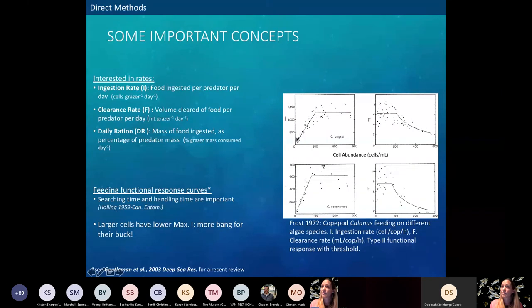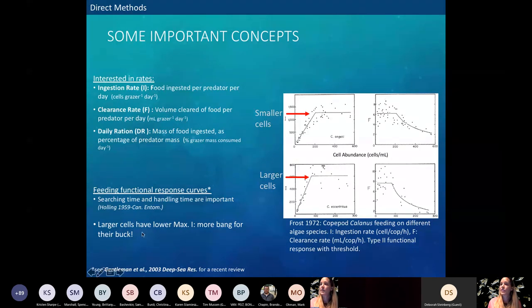So this figure on the right is showing the classic Frost functional response curves, where this was Calanus, a copepod, feeding on different diatom species. At low prey concentration, ingestion rates are low because it's spending most of its time filtering and searching for the food, and a little bit of time handling. As you increase that prey concentration, the searching time goes down, but the handling time goes up, and it reaches a point, the maximum ingestion rate, where it's not going to increase its ingestion rate more because it's spending all of its time handling the prey, or it's also likely satiated at that point.